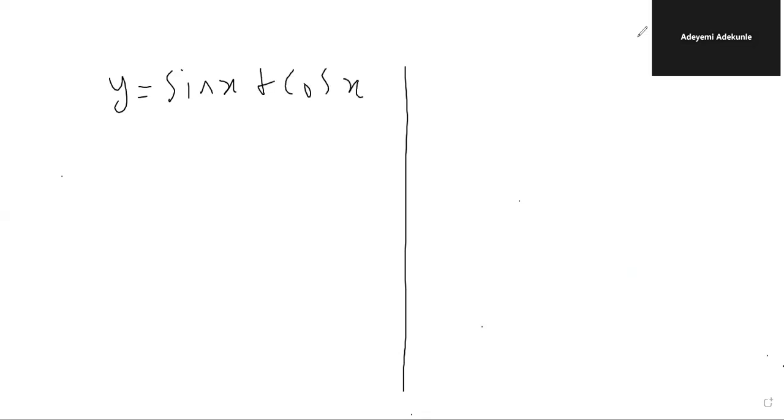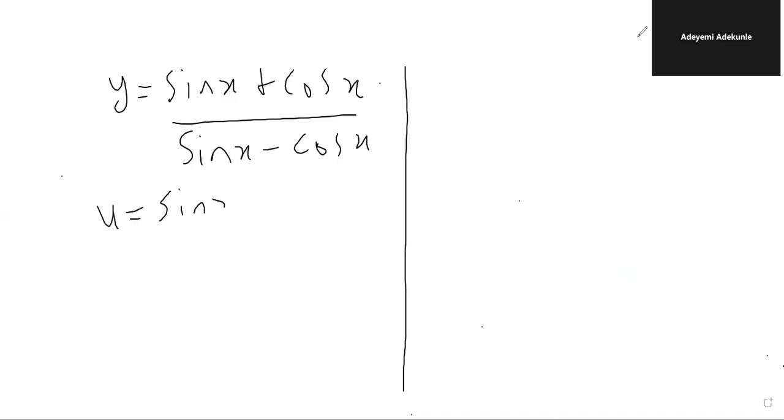All right, so let's look at another particular question that says if you have y equals (sine x plus cos x) over (sine x minus cos x). So how do we tackle this? We have to know what our u is, and we also need to know what our v is. Our u is the one on top, which is sine x plus cos x.